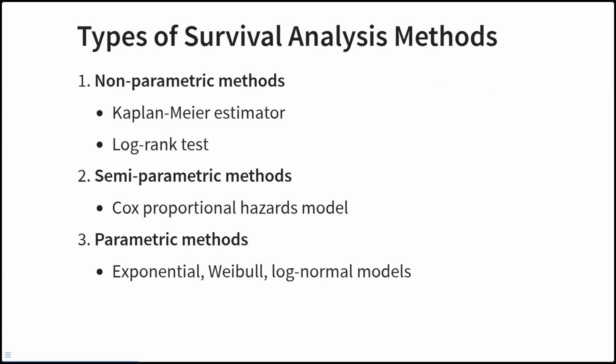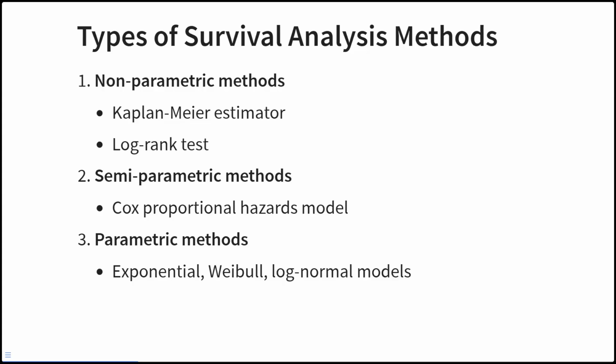We have various types of survival analysis methods. We are going to be treating only two. The third is more or less an advanced method of survival analysis. The most common is usually the non-parametric method, and we have the Kaplan-Meier estimator and the log rank test. While the second is semi-parametric, which is also known as the Cox proportional hazard model. The others are parametric methods: exponential, Weibull, and log normal models.